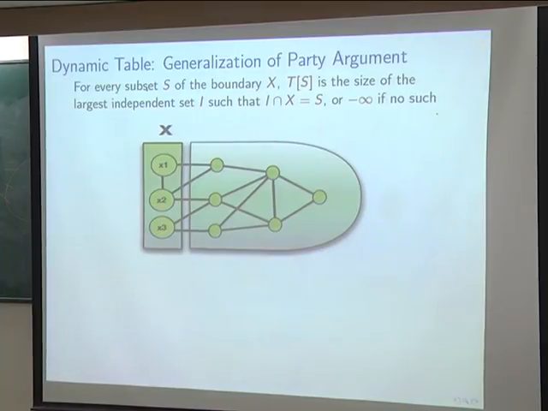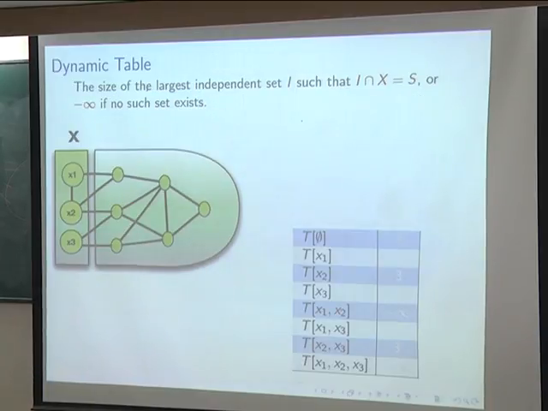Yeah, I want to say that this cannot be. 0 means that it is still extendable. Minus infinity means it cannot be extended. It doesn't matter. You can just keep any boolean. Okay, now let's fill this table.